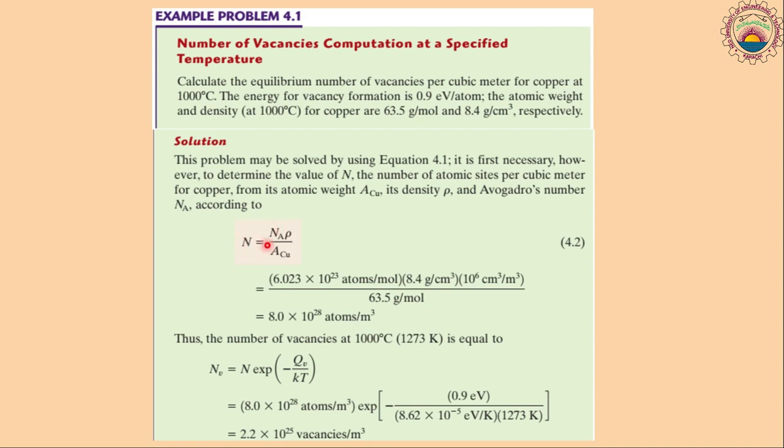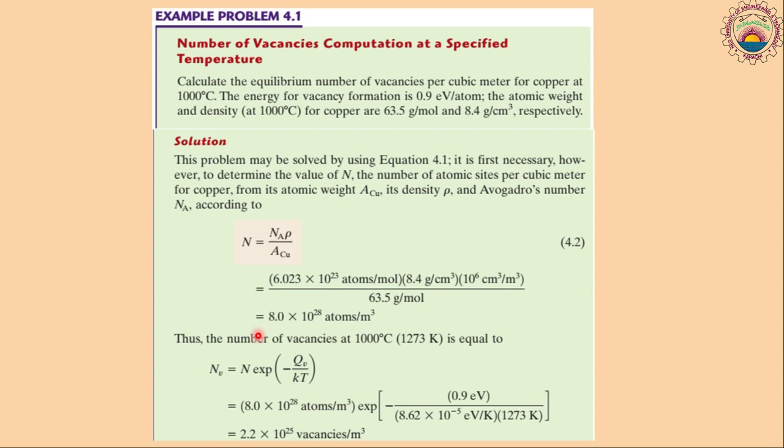So N equals N_A, the Avogadro's number, into the density of that material, divided by the atomic weight. So we have 6.023 into 10 exponent 23 atoms per mole, that is Avogadro's number, into 8.4 grams per centimeter cube, that is the density, and we have converted the density into per meter cube, divided by 63.5 grams per mole, that is the atomic weight of the material. So the total atomic sites in the copper having this atomic weight and this density is 8 into 10 power 28 atoms per meter cube. In 1 meter cube of the copper, we have 8 into 10 exponent 28 atoms, or lattice sites.